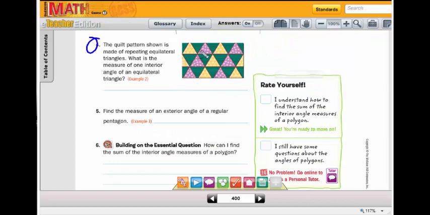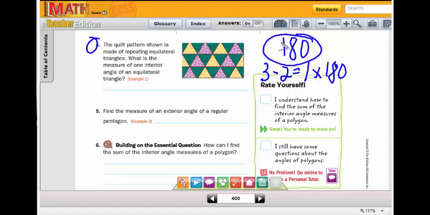It tells us that the quilt pattern shown is made of repeating equilateral triangles. Equilateral triangle means that all the side lengths are the same and all the angles are the same. What is the measure of one interior angle of an equilateral triangle? Well, first of all, we should remember that the interior angles of a triangle are 180 degrees. If you didn't remember that, you could take the number of sides, 3, minus 2, which of course equals 1, and then we multiply that by 180. Remember, that's our formula.